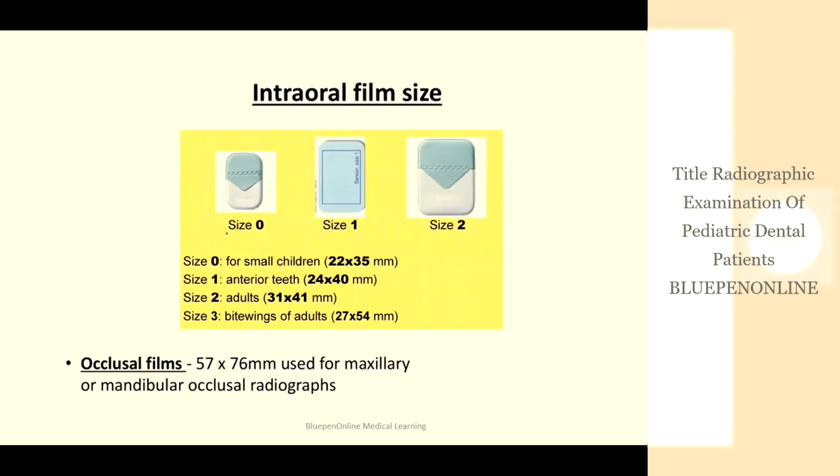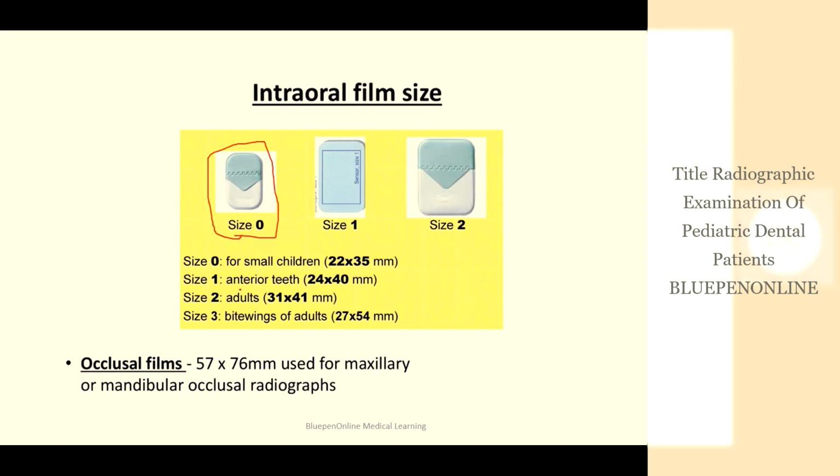Now, what type of films do we usually use? There are various sizes of film: size 0, 1, 2 and 3. In case of children, the commonly used size is size 0. It measures from 22 to 35 millimeters.